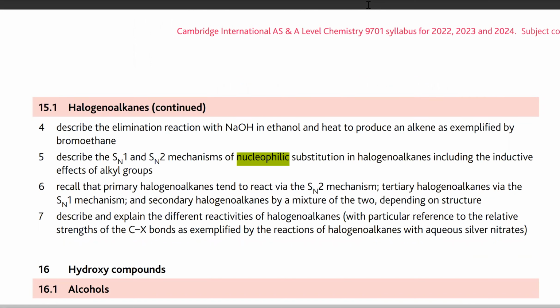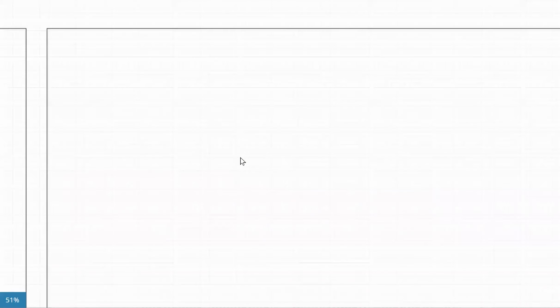So SN1 substitution, including the inductive effect of alkyl groups and so on. And also SN1, secondary halogen, mixture of two. Fine. And the difference of the reactivity produces alkenes. We did this one, that it produces alkene. So let's do the mechanism now. So it's basically pretty much the same.